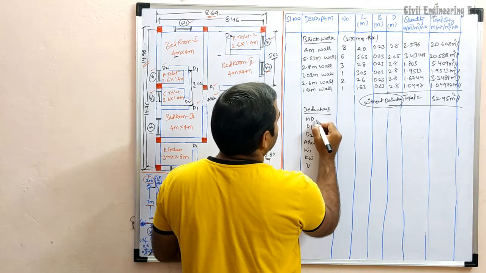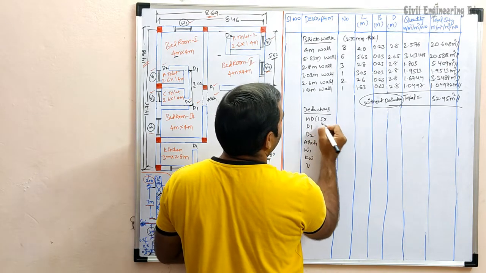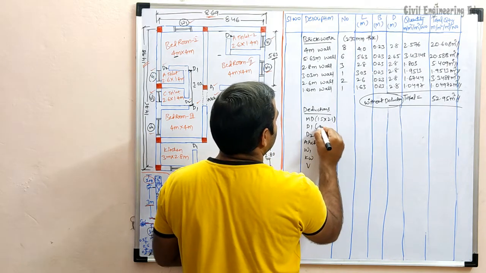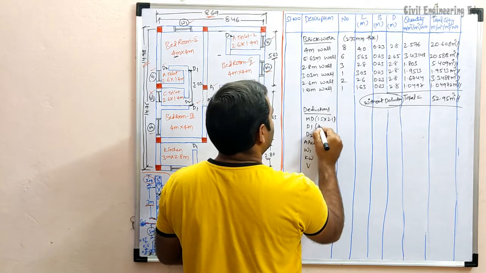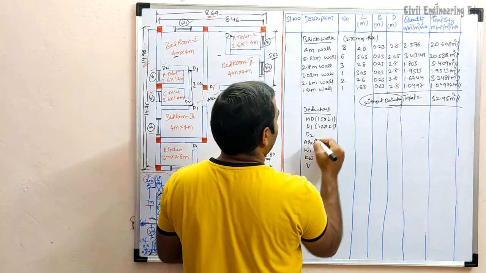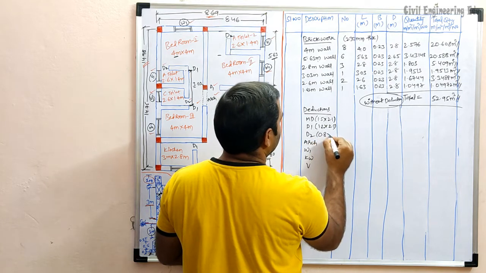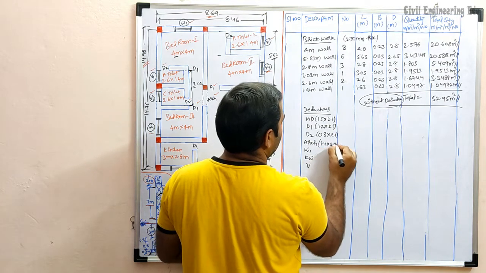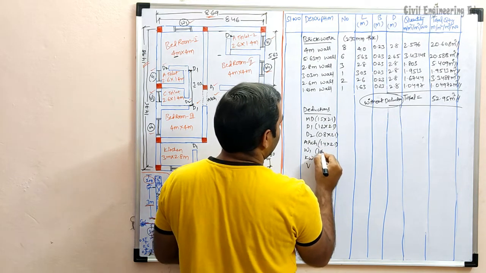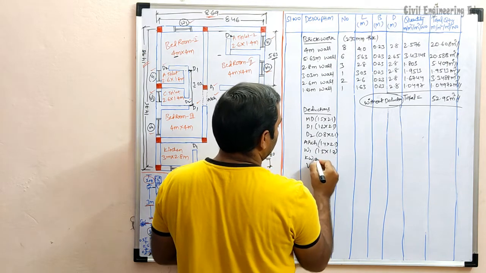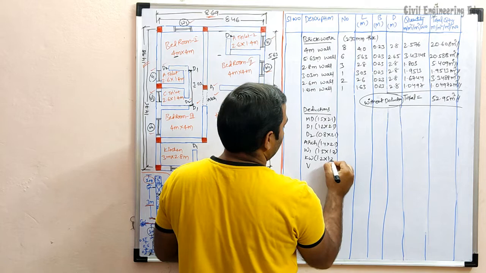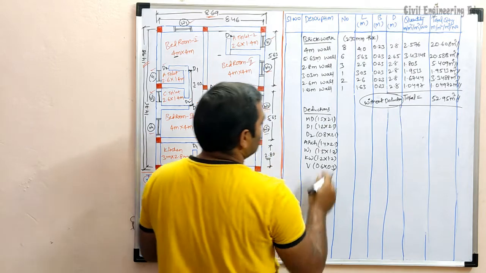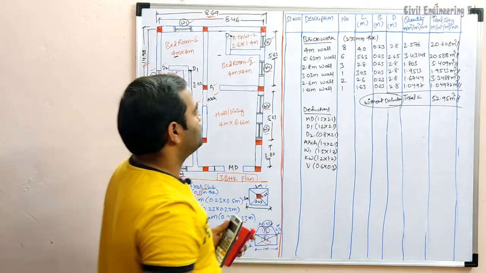For main door, what is the size? Size of main door is 1.5 meter by 2.1 meter. Next, door 1 is 1.2 by 2.1. Door 2 it is 0.8 by 2.1. Arch is 1.4 by 2.1. Window 1 is 1.5 by 1.2 and kitchen window is 1.2 by 1.2 and ventilator it is 0.6 by 0.3. So these are the sizes of openings.